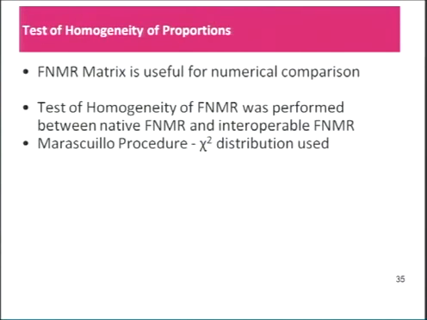So the previous matrix identified a way of looking at the false non-match rates, but just looking at the numerical values of the false non-match rates tells you which one is better and which one is worse. But in terms of statistical similarity, it does not tell you a whole lot. So in order to see which error rates were actually statistically similar, a test of homogeneity of proportions was performed. And if you're interested in reading more about it, it's called the Marascuilo procedure. You'll find plenty of documentation and literature on this particular methodology.